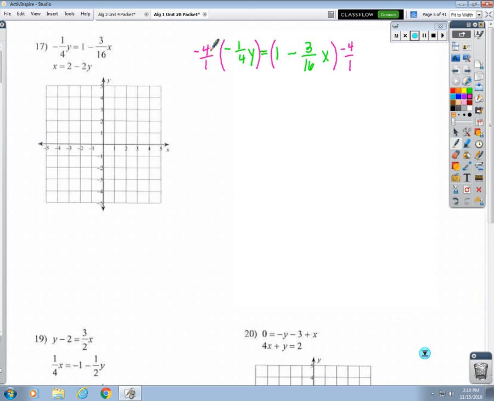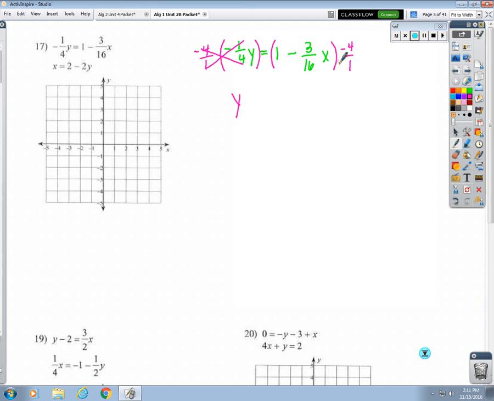Okay, now, the reason it cancels over here is because, look, what's a negative 4 times a negative 1? And what's a 1 times a 4? So don't you basically have 4 over 4, which is 1? And do we need to write the 1 beside the y? No. So those cancel each other out. Remember, that's called the multiplicative inverse property.